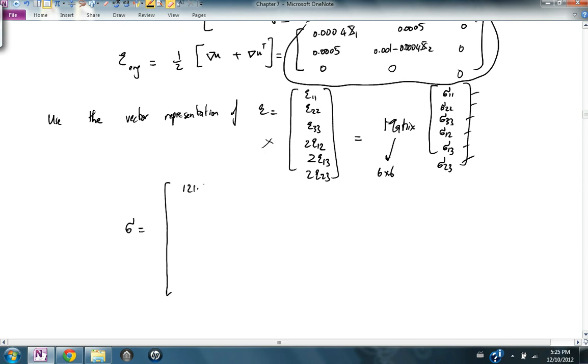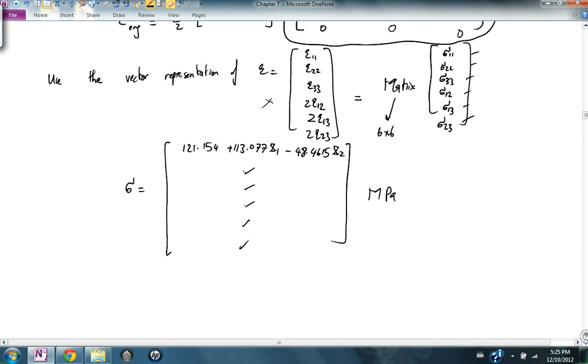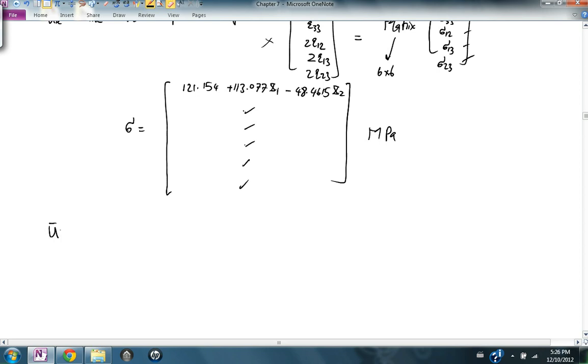Sigma 1,1 is 1.154 plus 113.077 x1 minus 48.4615 x2, and 5 other components, 1, 2, 3, 4, 5, 6 in units of MPa. And the energy will be equal to half each stress component multiplied by the corresponding strain component. A huge function of position.